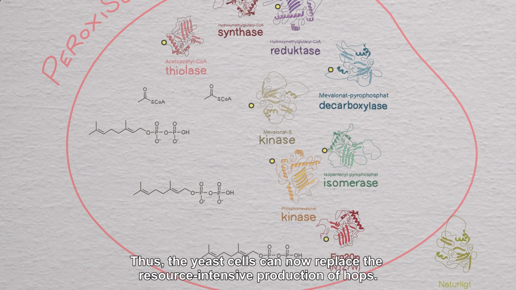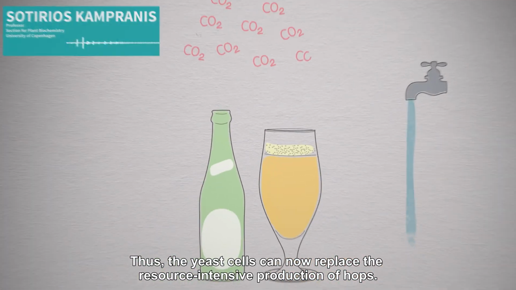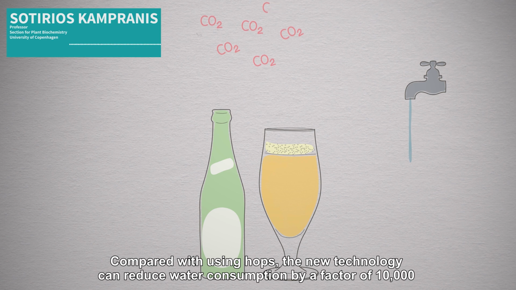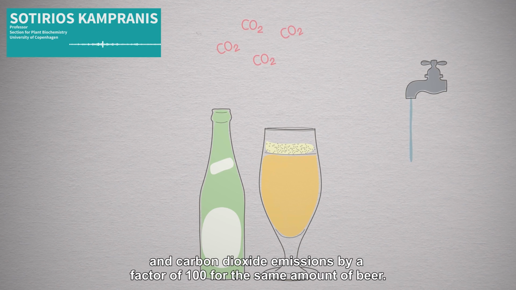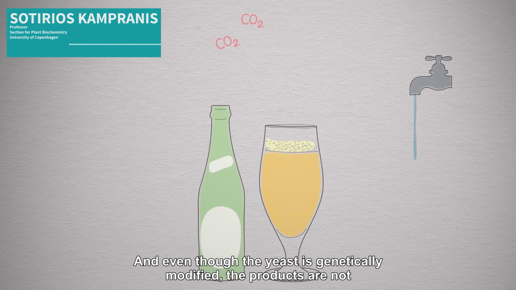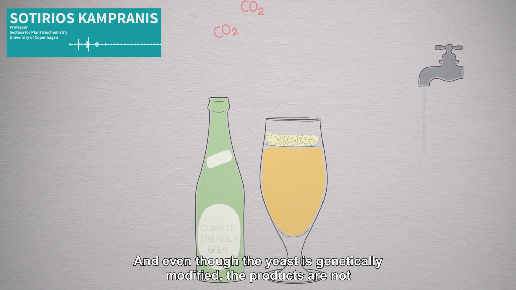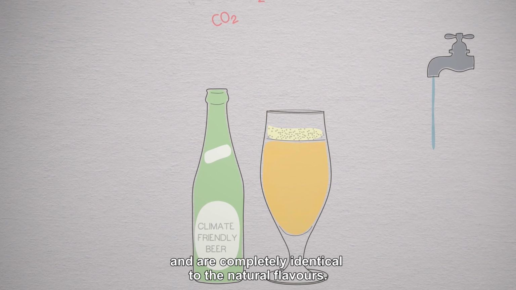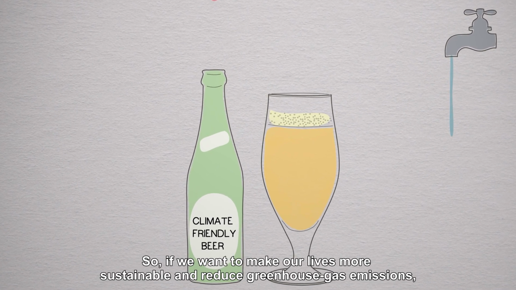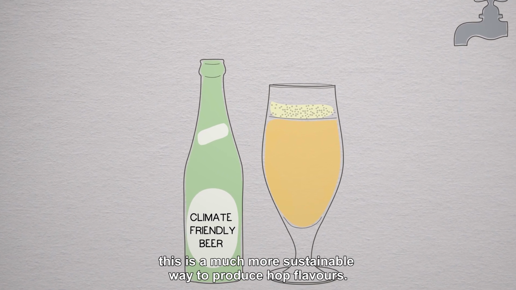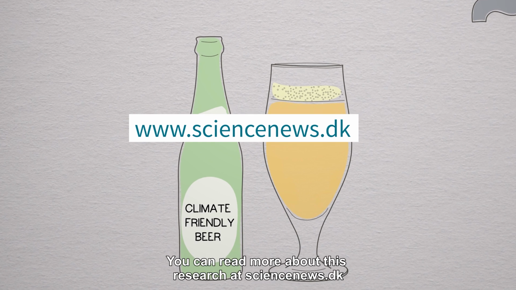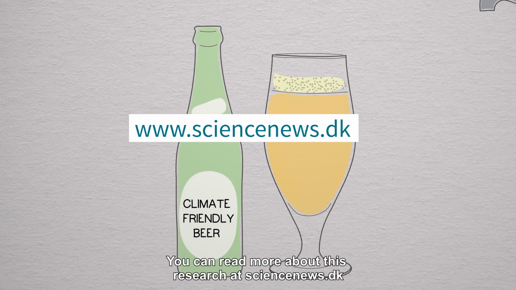Thus, the yeast cells can now replace the resource-intensive production of hops. Compared with using hops, the new technology can reduce water consumption by 10,000 times and carbon dioxide emissions by 100 times for the same amount of beer. And even though the yeast is genetically modified, the products are not, and are completely identical to the natural flavors. So, if we want to make our lives more sustainable and reduce greenhouse gas emissions, this is a much more sustainable way to produce hop flavors. You can read more about this research at sciencenews.dk.